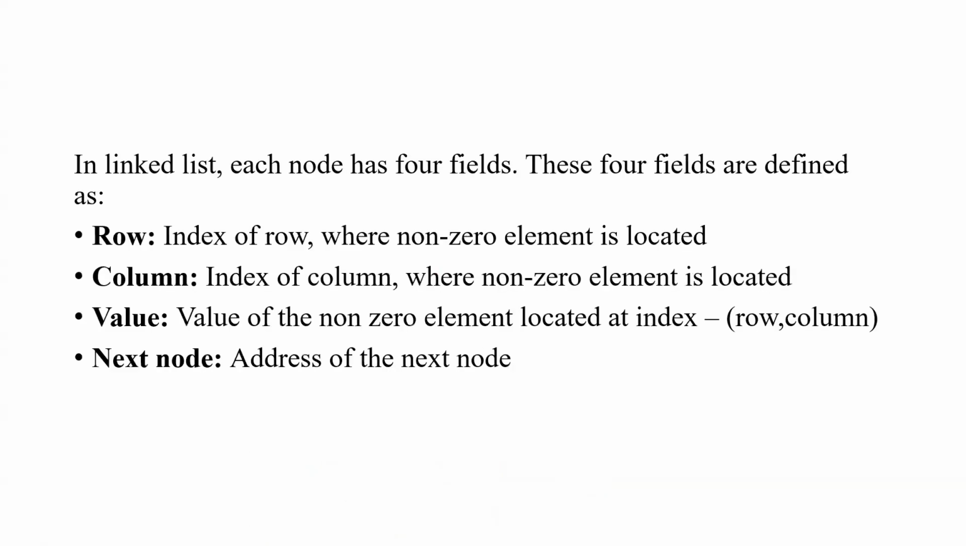Second way I can represent is the linked list. So in the linked list, you can see here, we are storing four things: the row value, column value, the value which is having the value of the matrix, and the next node, meaning the address of the next node.